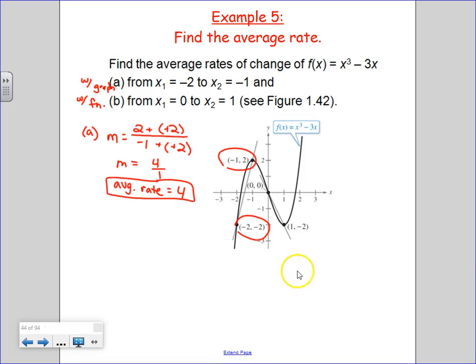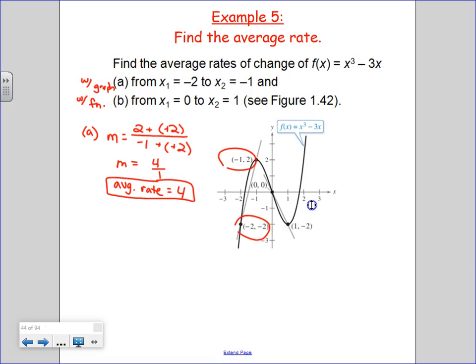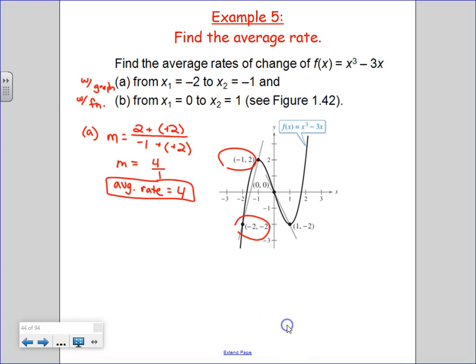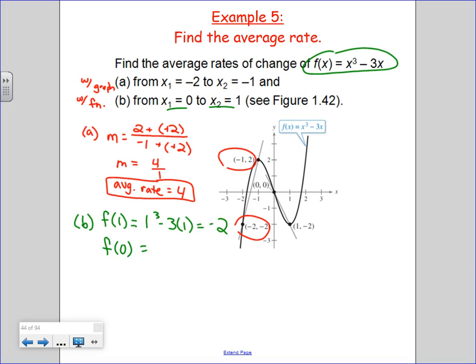Now letter B is, what if we didn't have that graph? We could still do it. So I'm showing you, what if we only had the function? Plug the x's into the function. So what you could do is, now we have 0 to 1. So we would find what's f of 1, what's f of 0. We would go up to our function and plug it in, plug it in. I'm doing quick plug-ins if that's okay. Plug it in, plug it in.